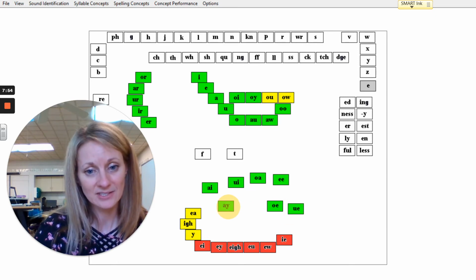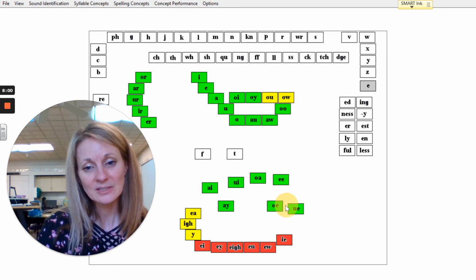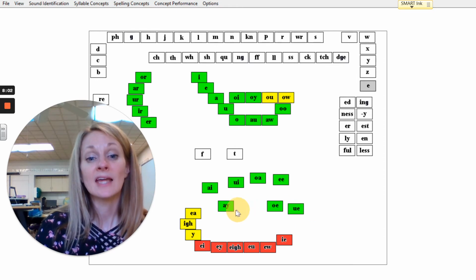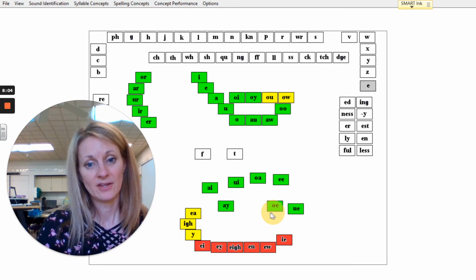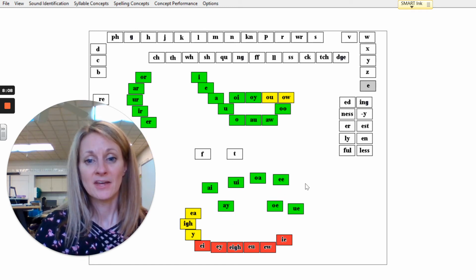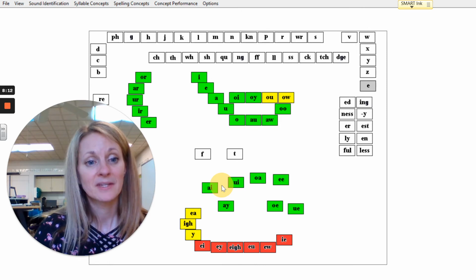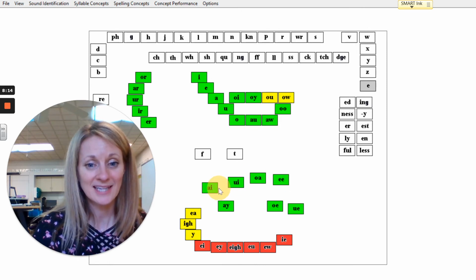This Y has a little tail that hangs down. This little E has a tail that comes out. And same thing with this little E. So these guys come at the end of a word. Their best placement is at the end of a word. These guys, their best placement is the middle of a word. Okay, so that's how they differ.